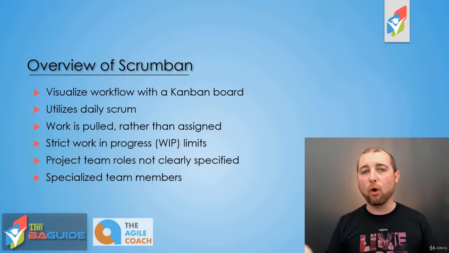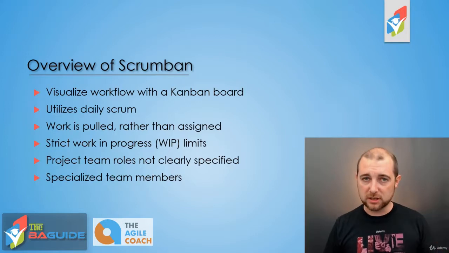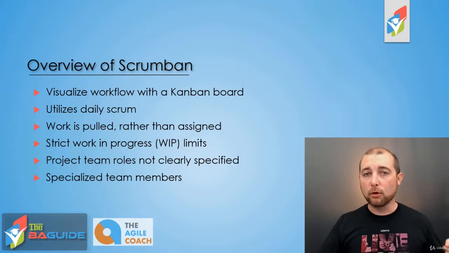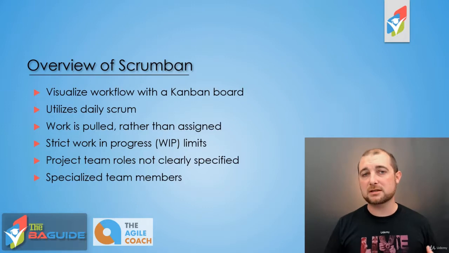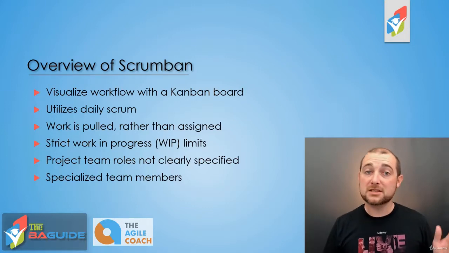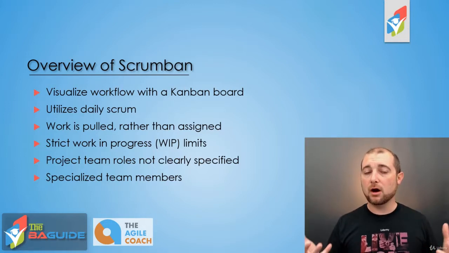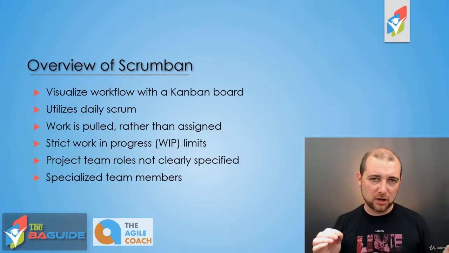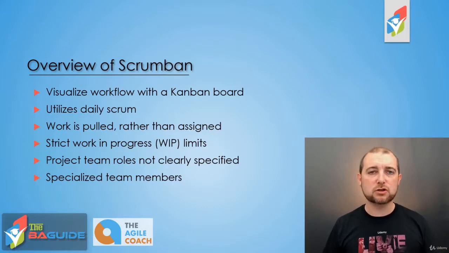So that gives you a general overview of some of the things that Scrumban is known for. You're using the Kanban board to visualize the workflow. You still have your daily scrums. You pull your work rather than being assigned your work. You have work in progress limits that are set to help keep tasks moving, stop starting, and start finishing. You have your project teams that don't have any real specific roles. You kind of conform to the organizational roles. And you have your specialized team members rather than cross-functional team members so you can get the right people on the team to help you complete those work items.